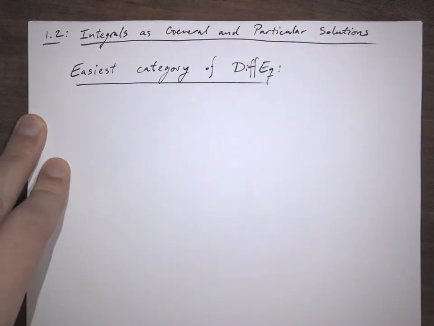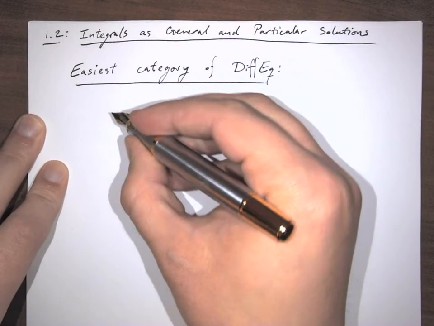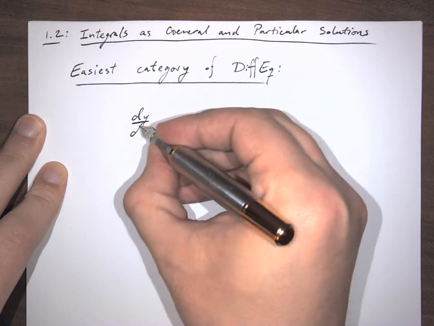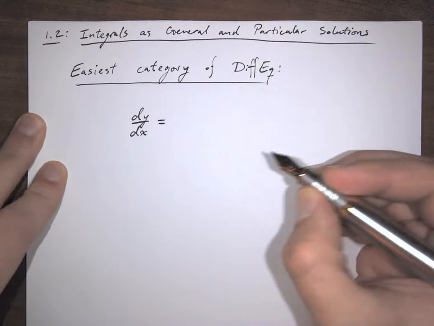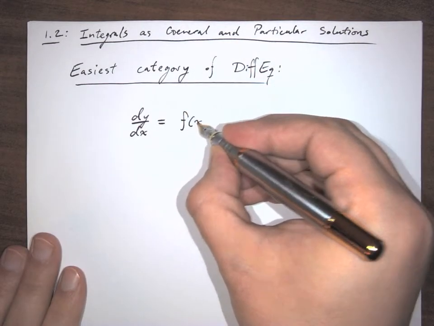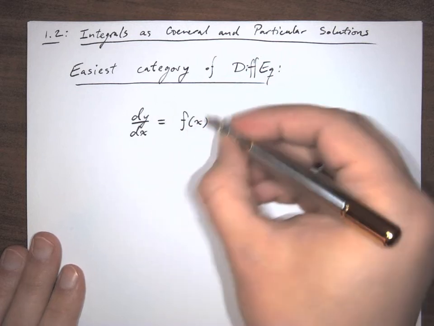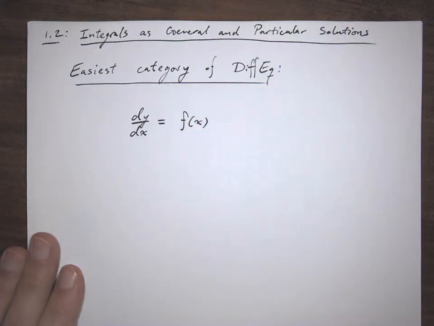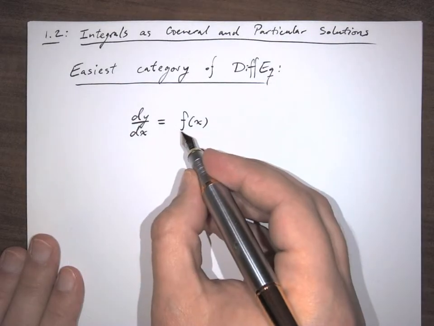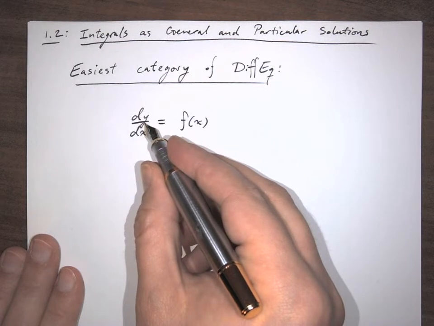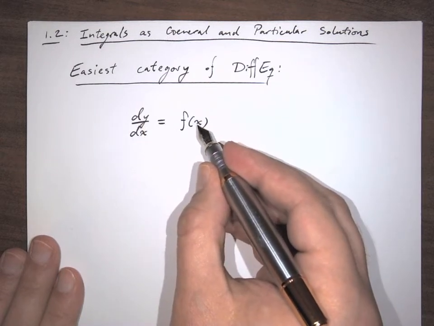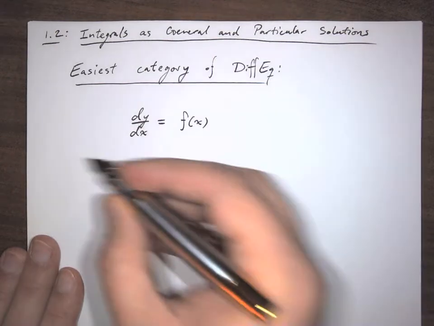So the easiest category of differential equation would be anything where what we have is the derivative of y with respect to x purely as a function of x. So the only thing over here is just involving an x, no y. So if this is what we're talking about here, then the derivative of y with respect to x is a function of x. We can get to the bottom of this by merely anti-differentiating.